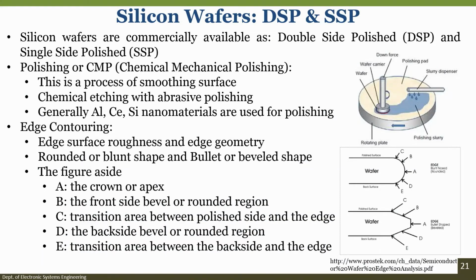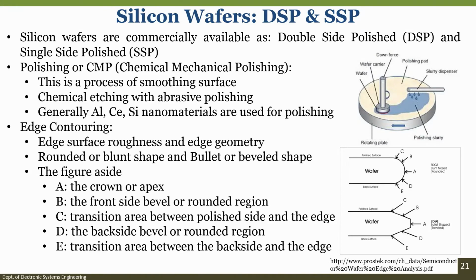Again the same process, just in a different format. What you see is CMP, or double side polished, or single side polished. CMP stands for chemical mechanical polishing, and what you get is a smooth surface, either single side polished or double side polished. Single side polished wafers are cheaper compared to double side polished wafers.